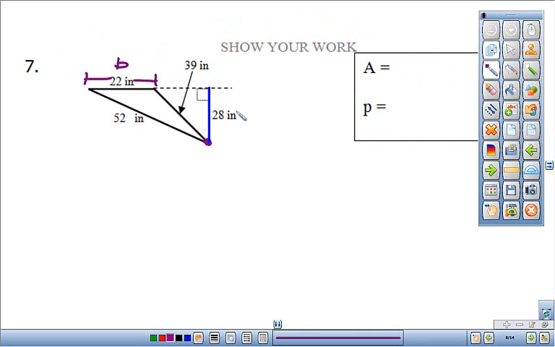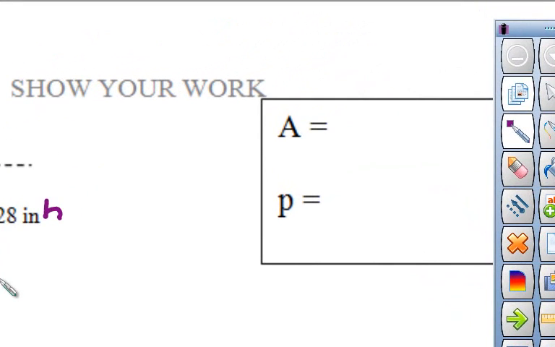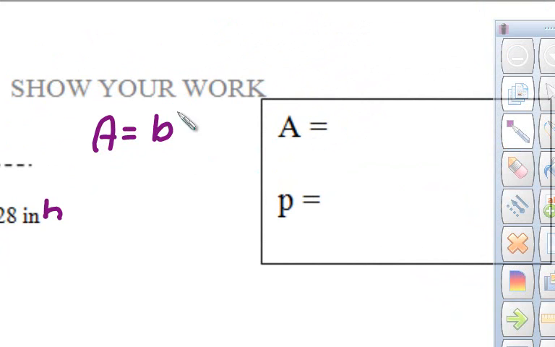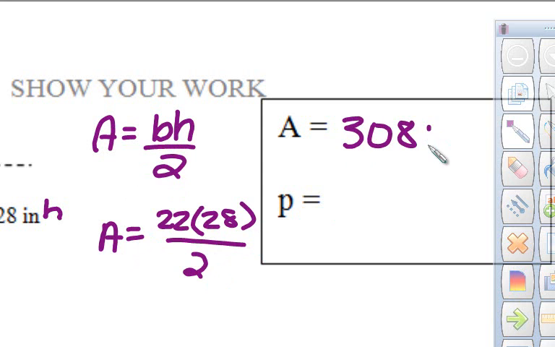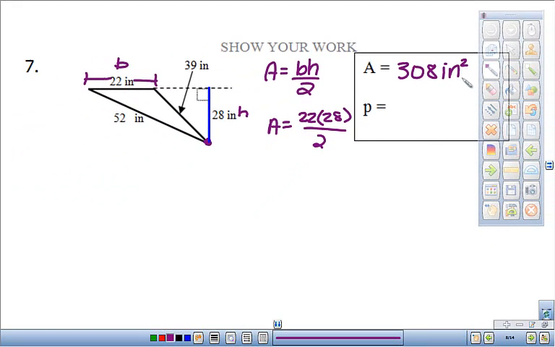So 22 is the base, 28 is the height. You don't, in this one, for area, need 52 or 39. For area, you just need base and height. And don't forget the divided by 2 since it's a triangle. So 22 by 28 over 2 is 308. Your units are in inches, so area is inches squared.